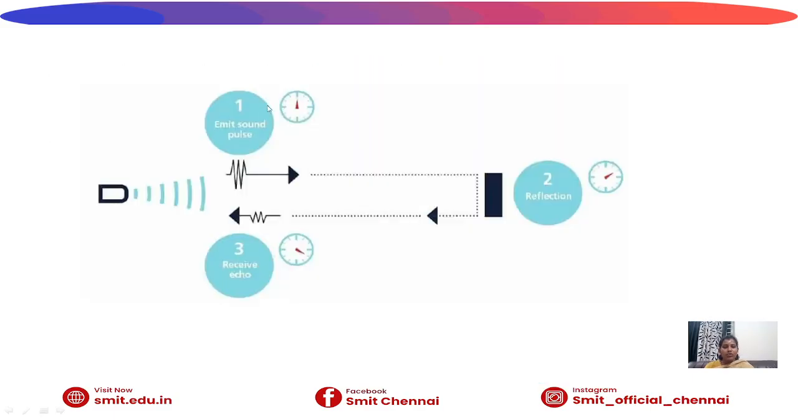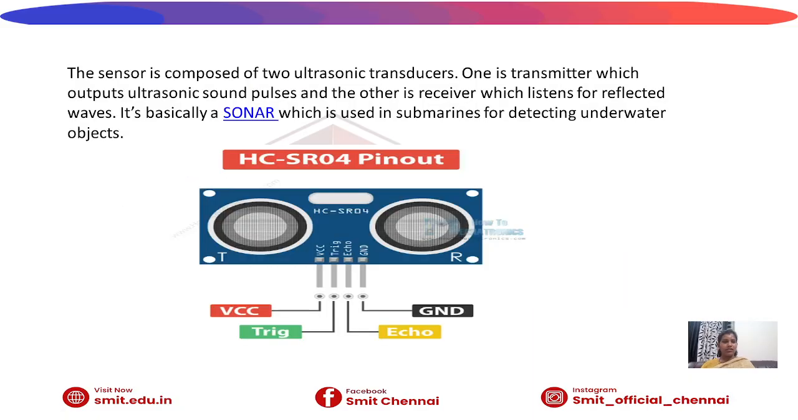Here the ultrasonic sensor emits a sound pulse. You have to note the time at which it emits the sound. Then that sound is reflected and comes back, received as an echo. So we have to measure the distance, and then we can find the distance of the object. For this, the ultrasonic ranging sensor is used.